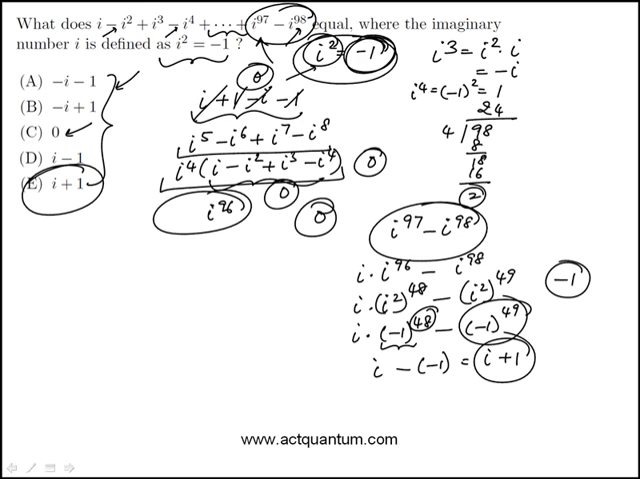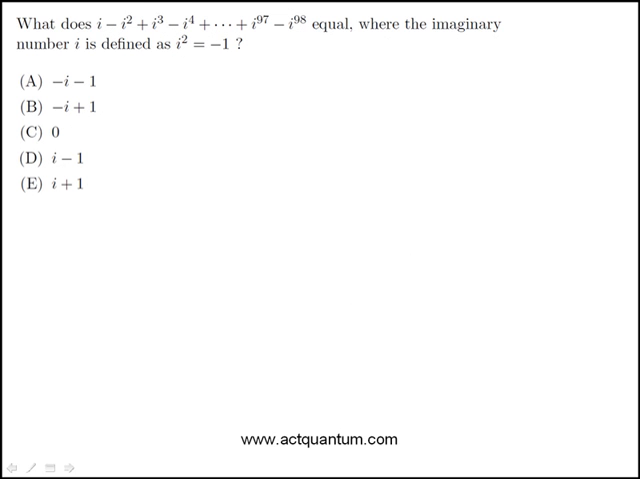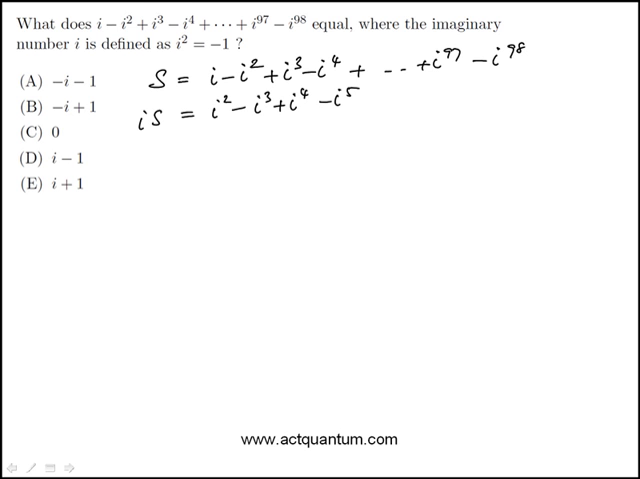So this is one approach. The second approach takes inspiration from summing geometric series, so I'll call the sum S, and we'll notice that the ratio here is minus i, but I'm going to just multiply it by i and see what happens if we add these two, if things would drop out. If I multiply by i, this becomes i squared minus i cubed plus i to the fourth minus i^5, and then here we have plus i^98 minus i^99.